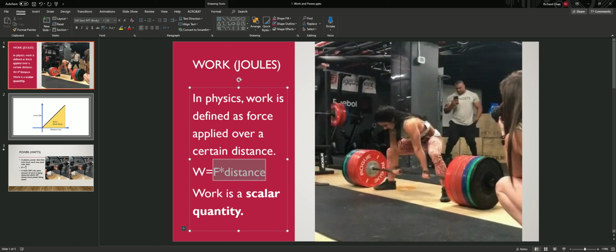But I'm not sure you guys understand what that means. So just know that work is a scalar quantity, and it's force times distance. The d will always mean distance.